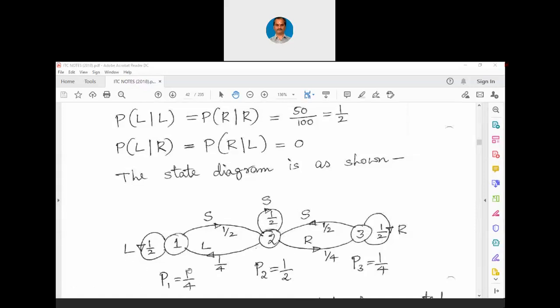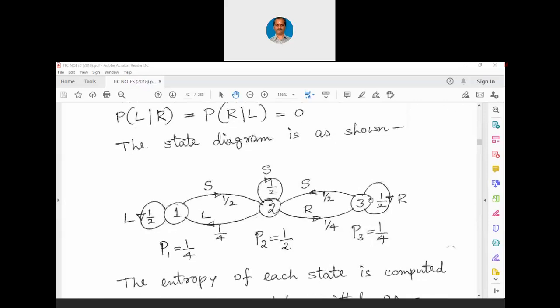P1 we have computed 1 by 4, P2 as 1 by 2, P3 as 1 by 4, and all the transition probabilities are also given. You can see that between 1 to 3 or 3 to 1 there is no transition, which means left to right or right to left transition is not there. This is typically a situation on a highway.